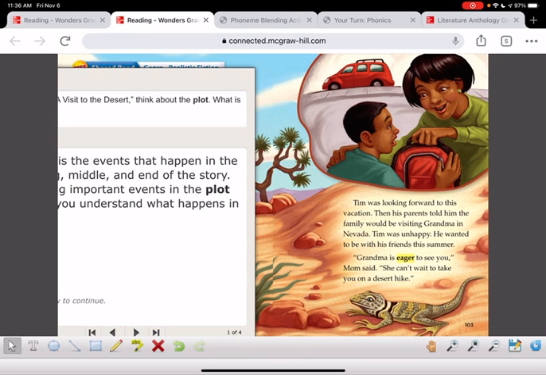Alright. Tim was looking forward to this vacation. Then his parents told him they would be visiting Grandma in Nevada. Tim was unhappy. He wanted to be with his friends this summer. Grandma is eager to see you, Mom said. She can't wait to take you on a desert hike.